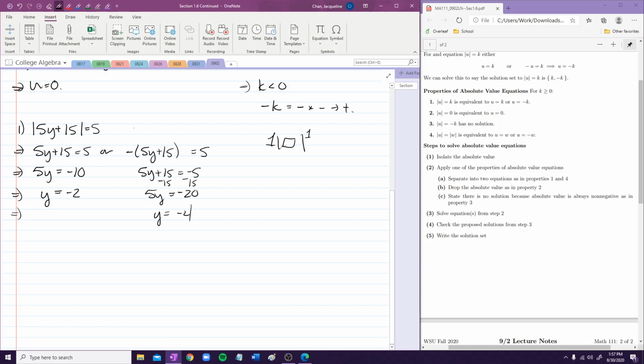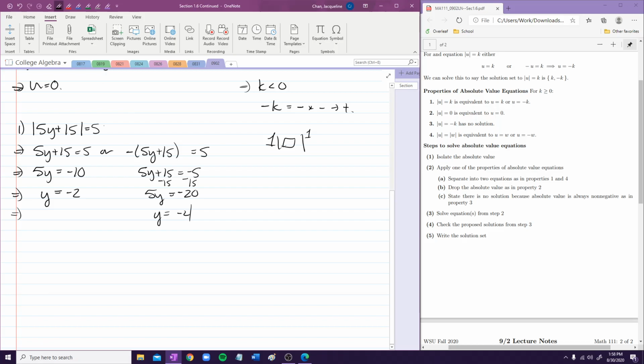Okay. Step 2, it says apply one of the properties of the absolute value equations. There are 3 different properties. Separate into 2 equations as in properties 1 and 4. Drop the absolute value as in property 2, or state there is no solution because absolute value is always non-negative, as in property 3.